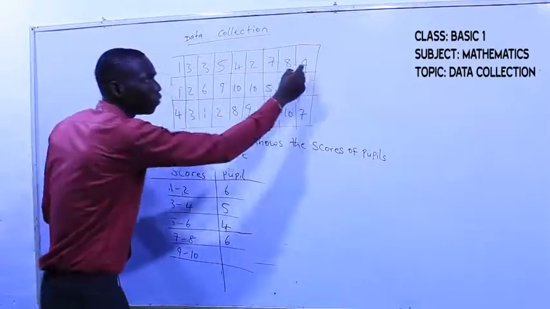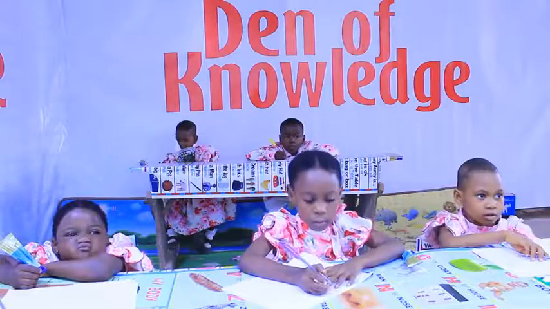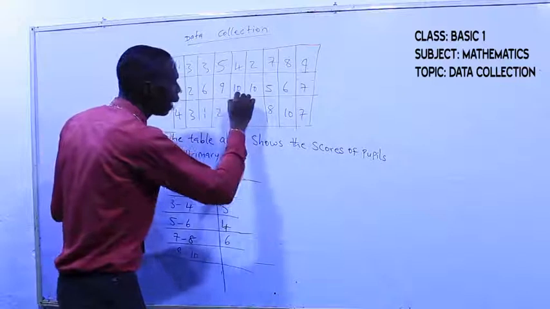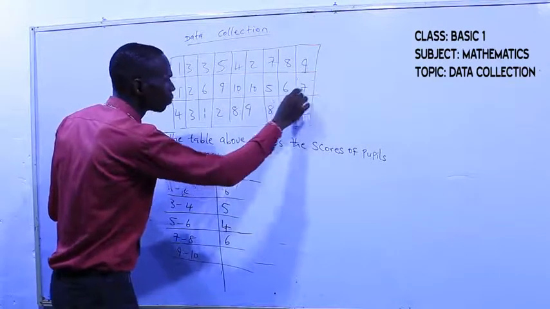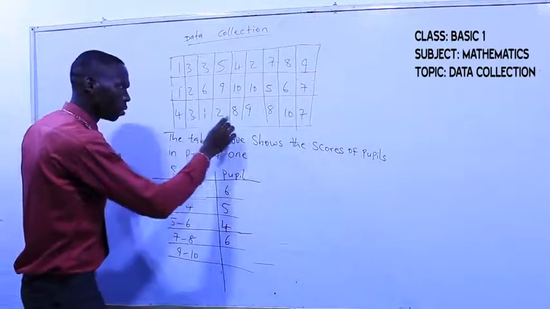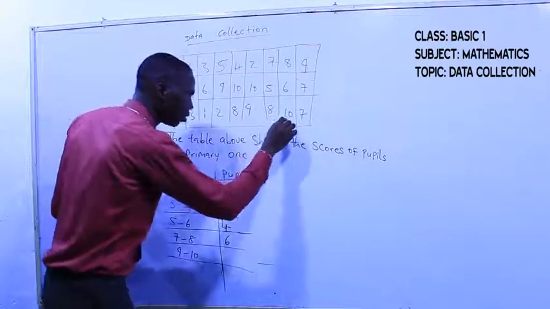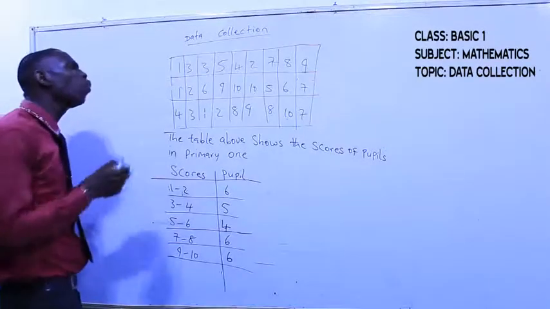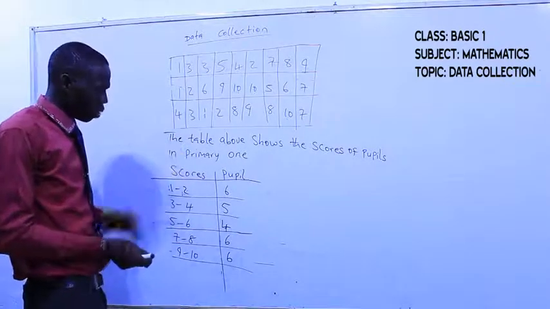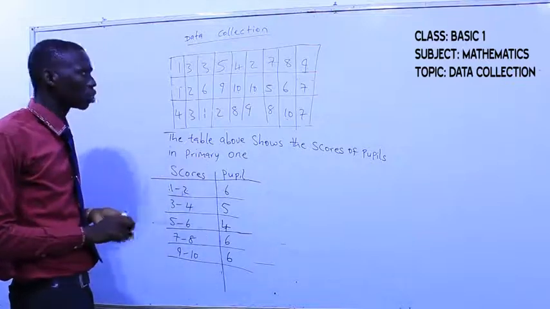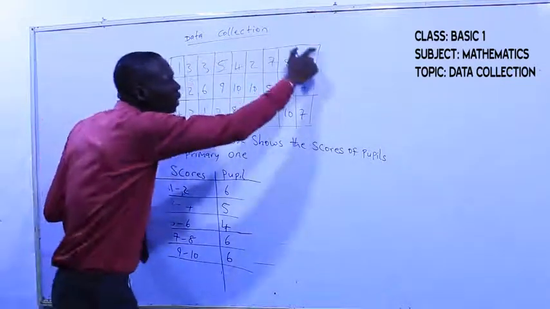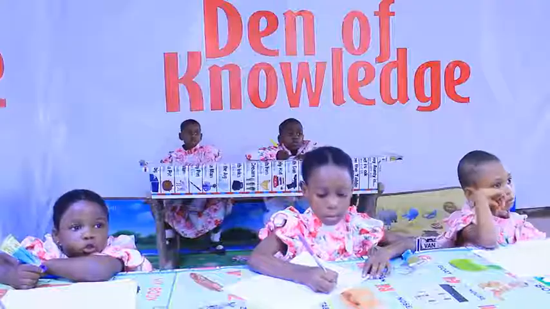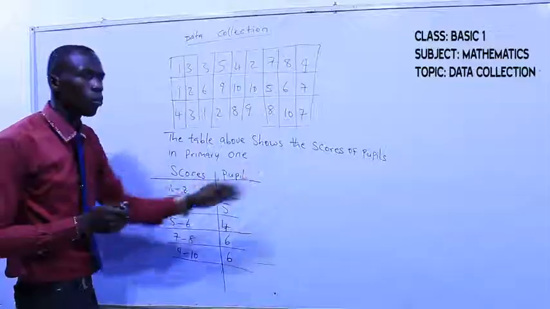Let's count. I have 1, 2, 3, 4, 5, and 6. Write it. Now, how will you know whether this is correct? You can count all the scores and add all these ones. Check whether the two of them will agree.